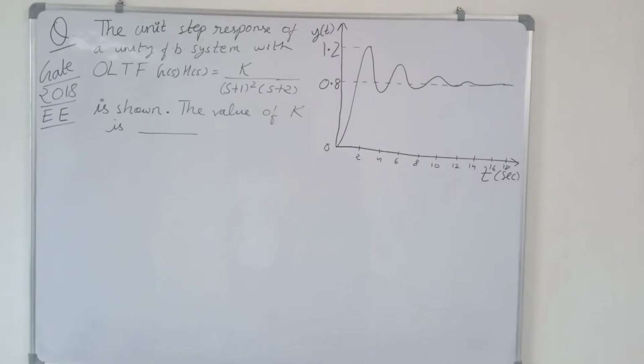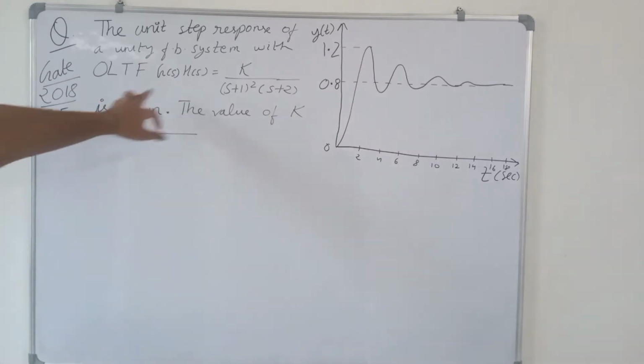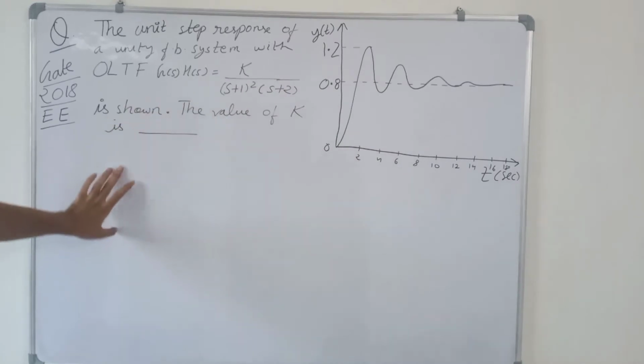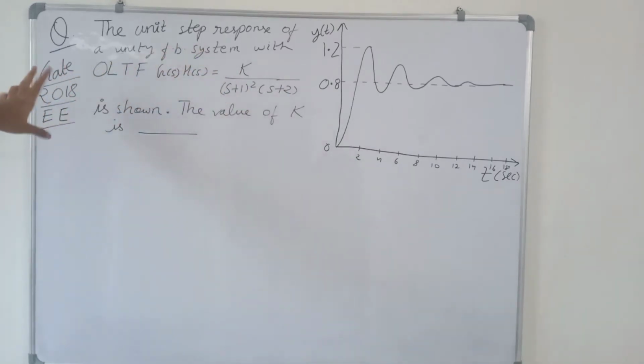So we are solving a question from GATE 2018 electrical branch. It says that the unit step response of a unity feedback system with OLTF G(s)H(s) equal to K upon (s plus 1) whole square (s plus 2) is shown. So this is the OLTF, and there is a unity feedback system, and it is a unit step response.